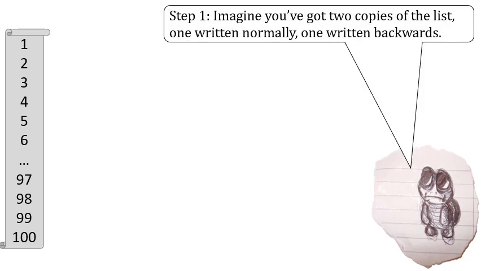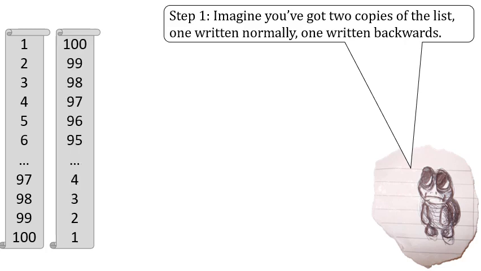So the first thing is to imagine you've got 2 copies of your list. We've got the numbers from 1 to 100. What if we also had the numbers from 100 to 1? You'll notice this resembles a little bit the method we talked about where you add the first and last numbers in the list. But the advantage of this version is that you don't have to worry too much about when you meet in the middle.